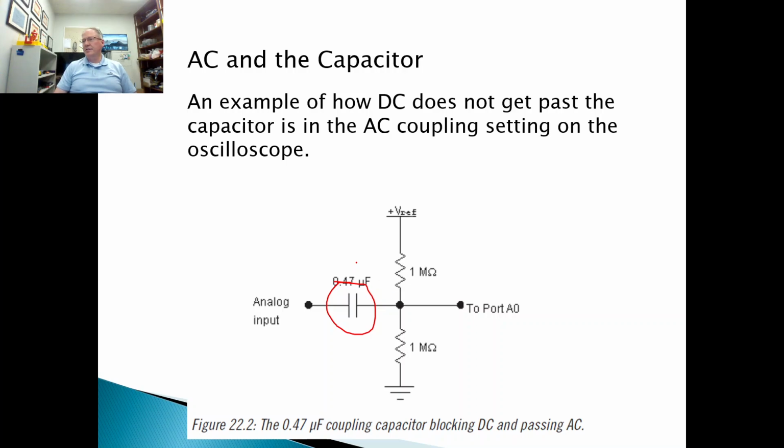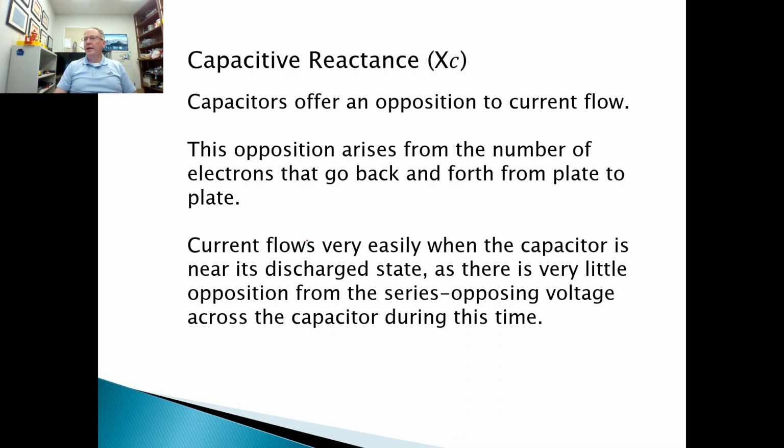And that's what that's doing there. All right, so now the capacitive reactance. A capacitor is often in opposition to current flow. This opposition arises from the number of electrons that go back and forth. Current flows very easily when the capacitor is near its discharge state, as there is very little opposition from the series opposing voltage across the capacitor during this time.